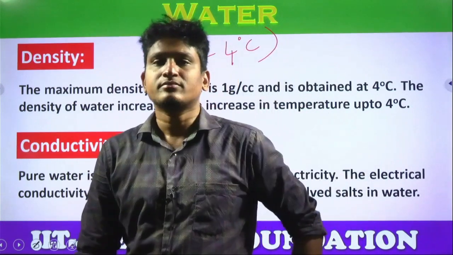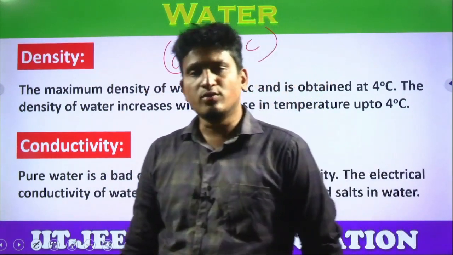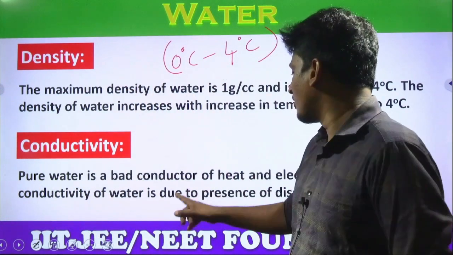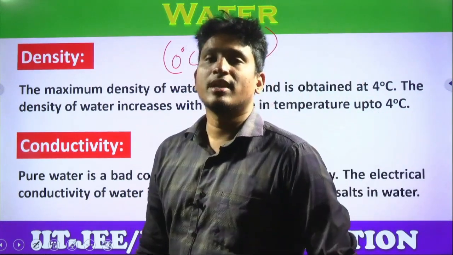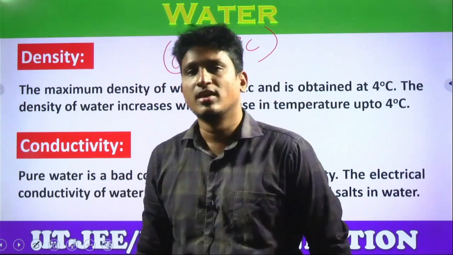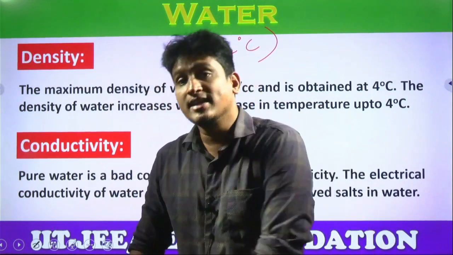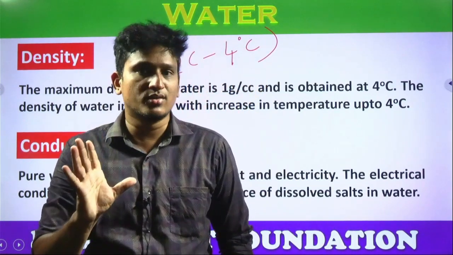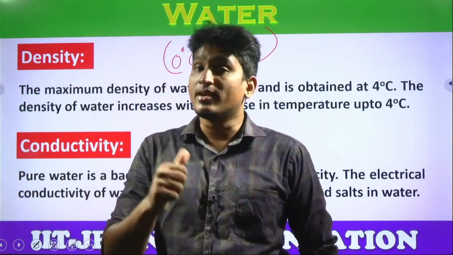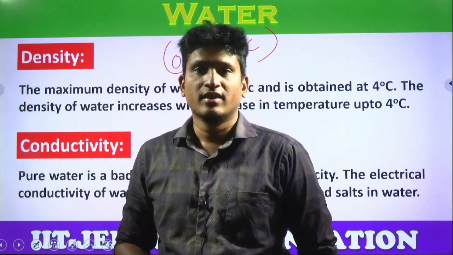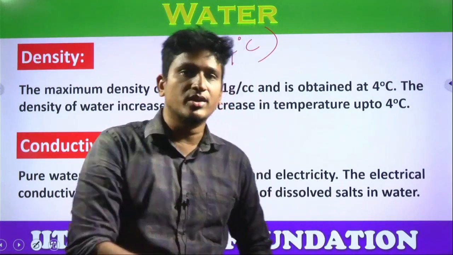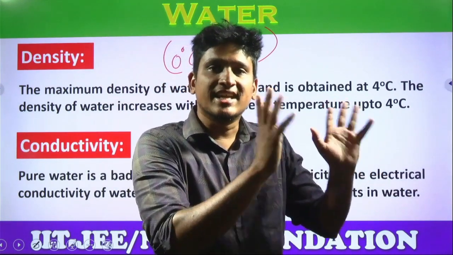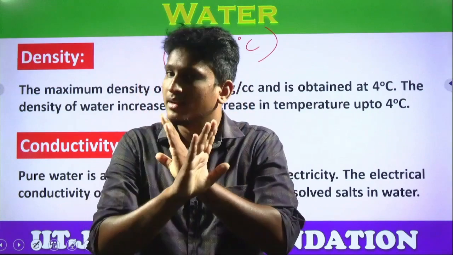So, conductivity. Conductivity means electrical conductivity. Does pure water conduct electricity? Pure water is a bad conductor of heat and electricity. The conductivity of water is due to the presence of dissolved salts in water. That means distilled water, only H2O, does it conduct electricity? The answer is, students, no, it doesn't conduct electricity because of the absence of free ions. Yes or no? So which water conducts electricity? Tap water, potable water. It contains dissolved minerals, calcium ions, sodium ions, chlorides. These ions are the carriers of electricity and because of that they conduct electricity. So normal distilled water is a bad conductor.